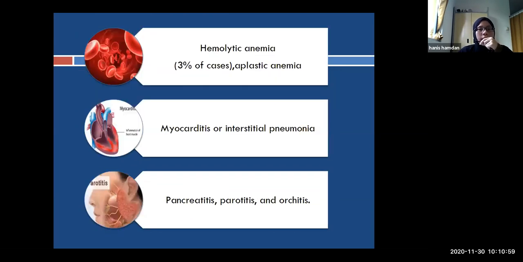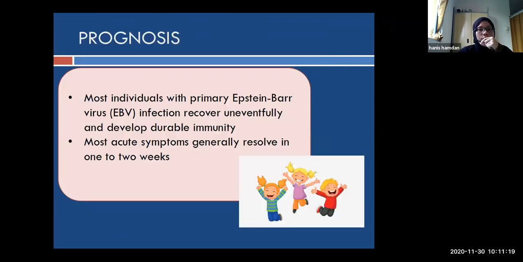Next, the virus also may affect the red blood cells and white blood cells. Therefore, it can cause hemolytic anemia and aplastic anemia to happen. Other uncommon complications are myocarditis, interstitial pneumonia, pancreatitis, peritonitis, and orchitis. As for prognosis, most individuals with primary Epstein-Barr virus infection will recover uneventfully and develop durable immunity. Most acute symptoms will generally resolve in 1 to 2 weeks.